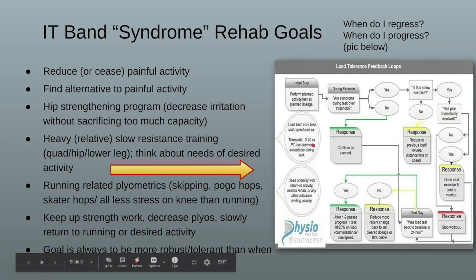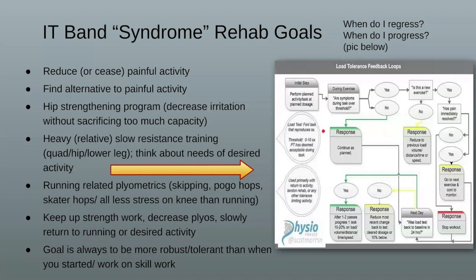Just to give you an idea, if we picked an exercise, let's say we're making you do a split squat. During the exercise, are your symptoms over your threshold? Meaning, is that acceptable pain or unacceptable pain for you? So let's say that it is. Is this a new exercise? Yes, it is. So then we follow this feedback loop down here.